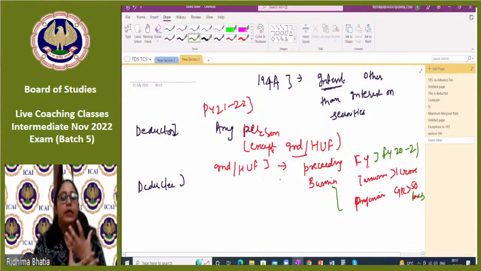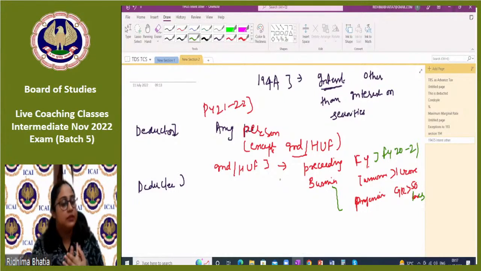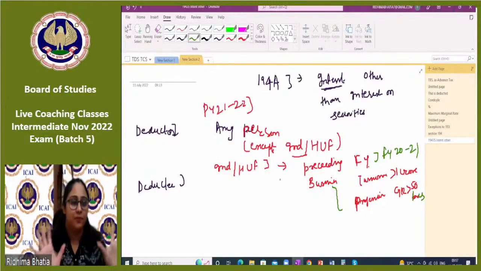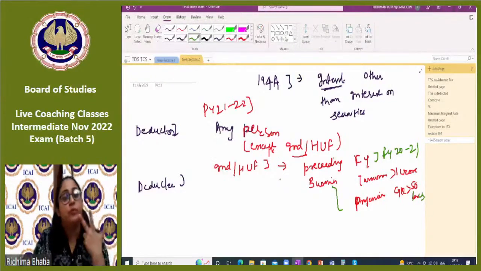See, for deducting TDS on interest, there are lots of compliances. First, you have to obtain a TAN number. You have to deduct the TDS. You have to deposit the TDS.